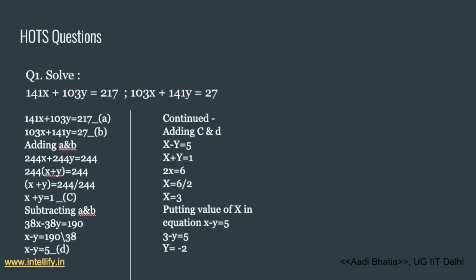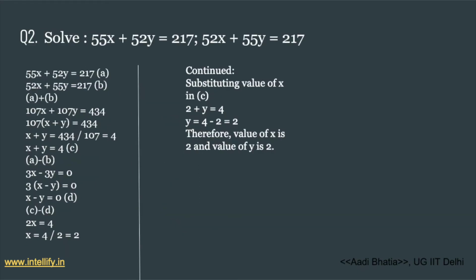Then we put the value of x in equation a or d, any of the equations, which will solve the equation. So x minus y is equal to 5, so 3 minus y is equal to 5. Then you solve it, and y's value will come out to be minus 2. Now we go to the second question.